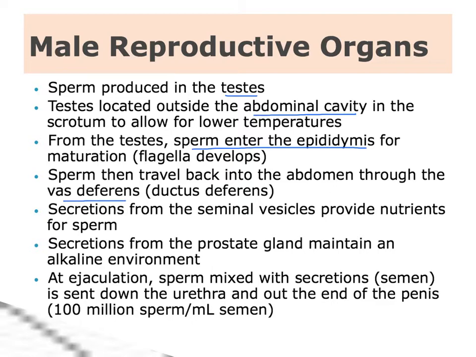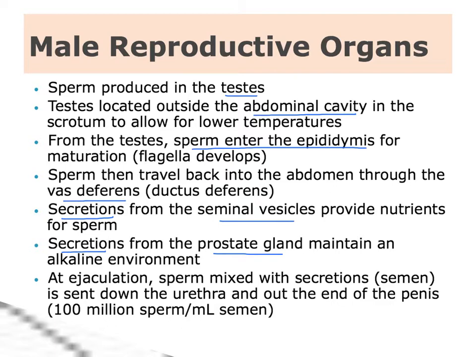To the sperm are added various secretions. They come from the seminal vesicles to provide nutrients because the sperm are going to need a lot of energy to swim their way to fertilization. And then various secretions from the prostate gland, which you have seen when we were looking at the urinary system, help maintain an alkaline environment, which is best for the sperm as well.